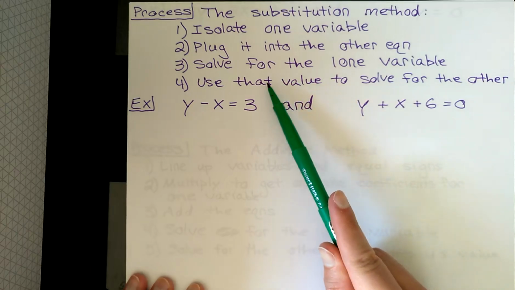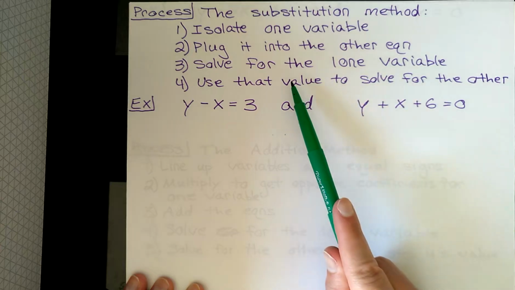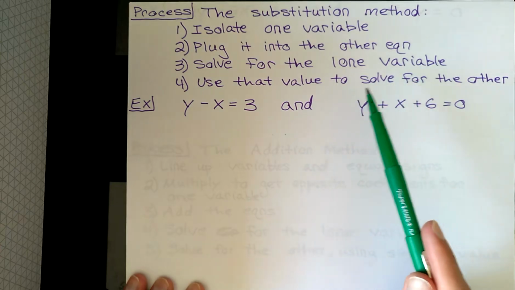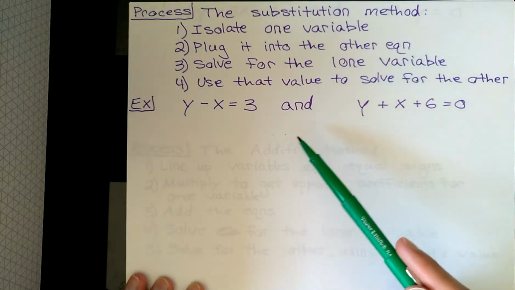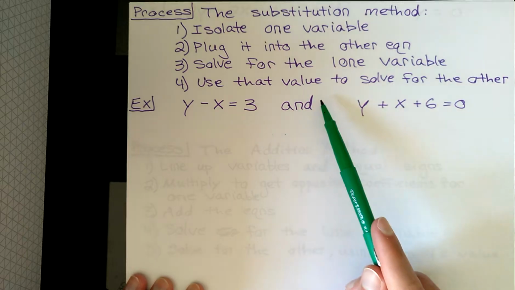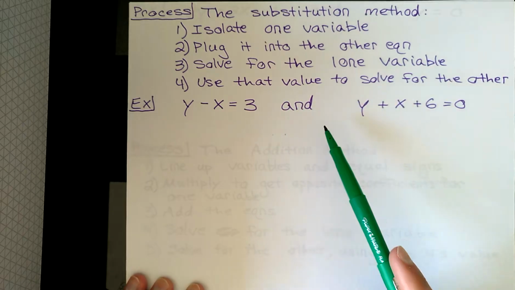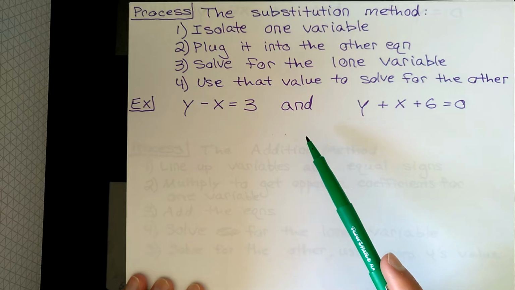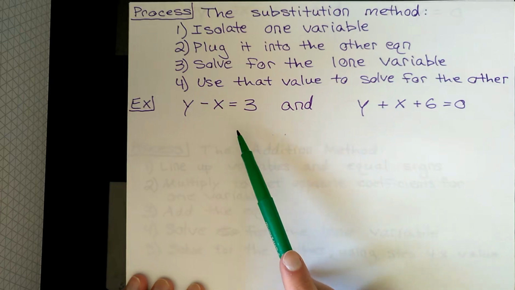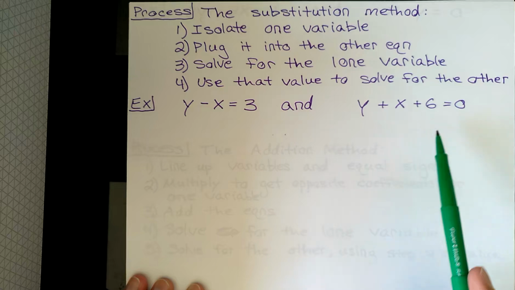And from there, we're going to solve for the lone variable. So when we plug one variable into the other equation, we'll now be left with just one variable, meaning just x or just y, and we can solve for it. And once we solve for that value, we can use that value to find the other variable's value. So let's go ahead and give that a try in this problem. We have y minus x equals 3, and y plus x plus 6 equals 0.